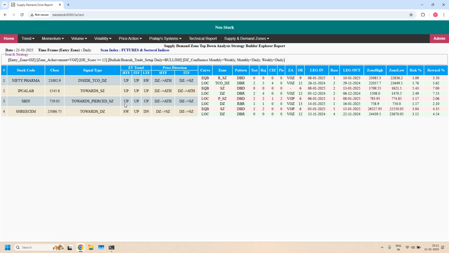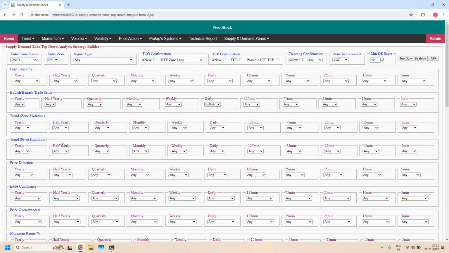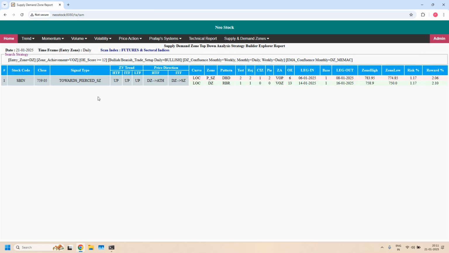But EMA confluence with a trending market gives you extra advantage to get success. So that is the reason why in the EMA confluence monthly time frame I am setting monthly demand zone having monthly EMA confluence filter. See, this HTF trend is up. So as State Bank of India, this daily demand zone is an even more high probability trade setup supported zone. That's why it already gave an entry from this zone, and prices started moving towards the pierced supply zone.